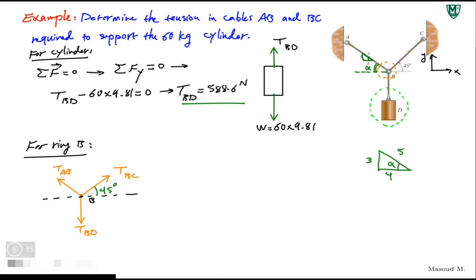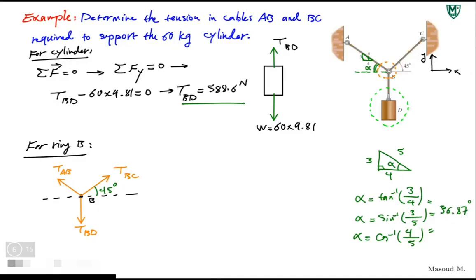Find the angle. Now, you say, well, if this is a right triangle, alpha is tan inverse of what is opposite over what is adjacent, 4 over 3. Or you could just say alpha is sine inverse of opposite over hypotenuse. Or you could say alpha is equal to cosine inverse of adjacent over hypotenuse. All these give you the same value. If you do the calculation, you'll get 36.87 degrees.